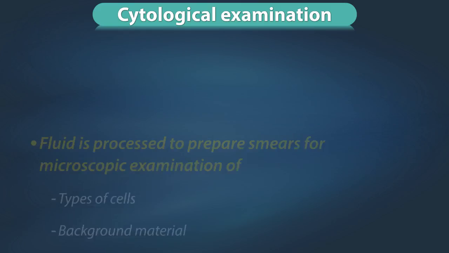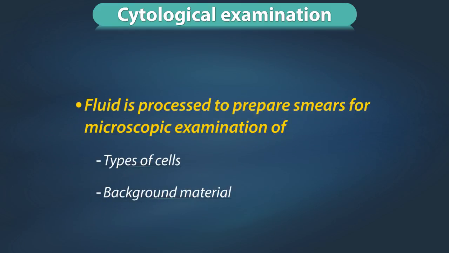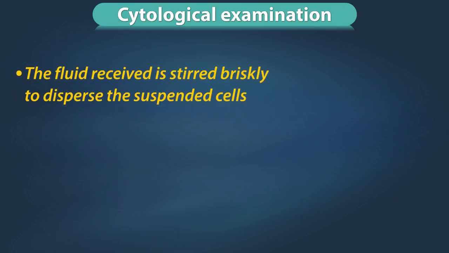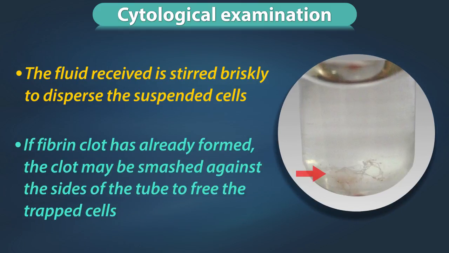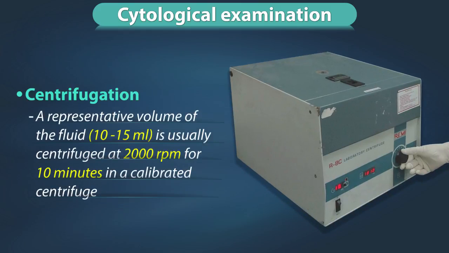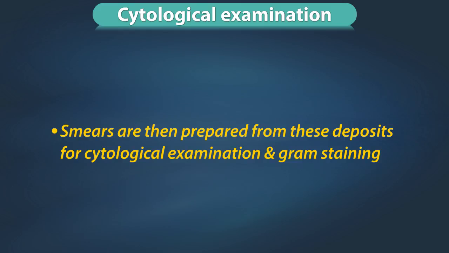Cytological examination. The fluid is processed to prepare smears for microscopic examination of types of cells and background material. The fluid received is stirred briskly to disperse the suspended cells. If a fibrin clot has already formed, the clot may be smashed against the sides of the tube to free the trapped cells. Centrifugation. A representative volume of the fluid, preferably 10 to 15 ml, is usually centrifuged at 2000 rotations per minute for 10 minutes in a calibrated centrifuge. Smears are then prepared from these deposits for cytological examination and gram staining.